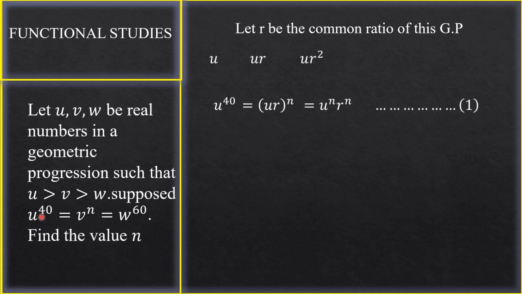Again, we know that U raised to the power 40 is also equal to W to the power 60, and W is equal to UR squared. So it means that we will have U to the power 40 equal to U times R squared, all raised to the power 60, since W is raised to the power 60. Simplifying this gives us U to the power 60 times R to the power 120, because you have to distribute the powers and multiply here. 2 times 60 is 120. This is my equation 2.